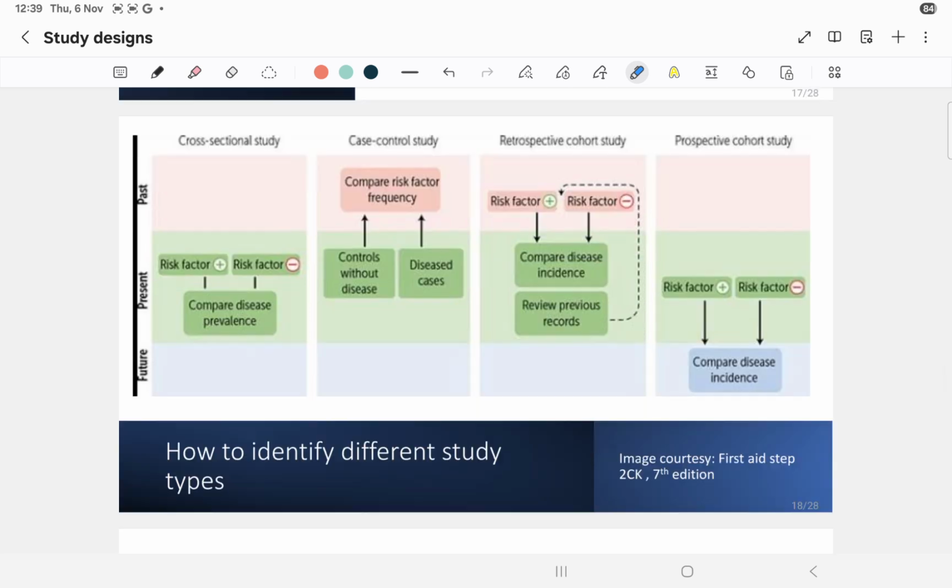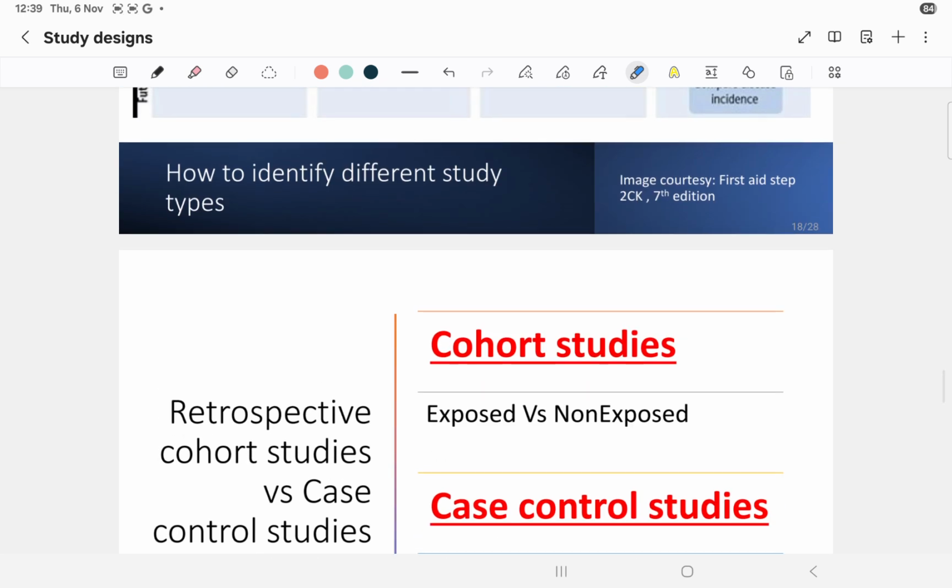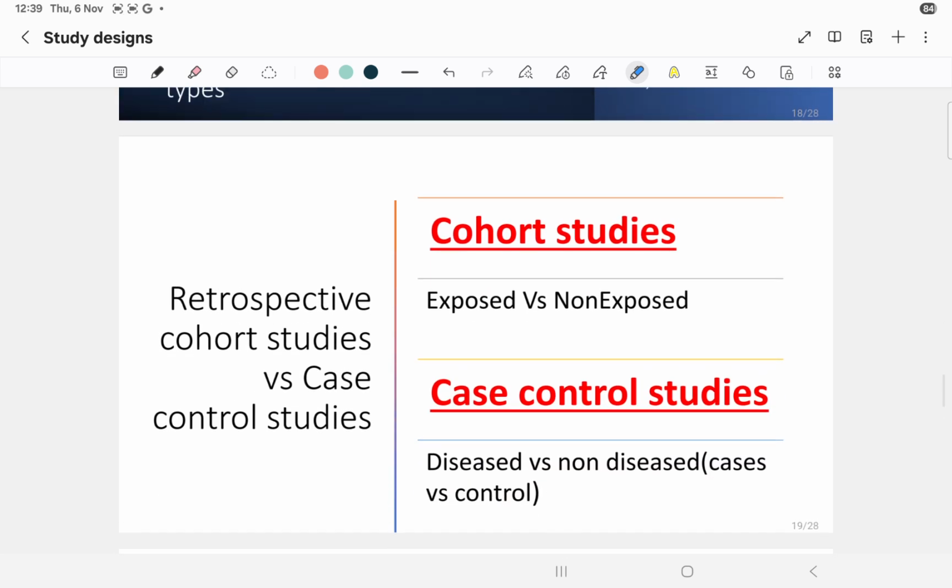Now, how will we identify different types of observational studies? I just wanted to reiterate this. Retrospective cohort studies versus case control studies: in cohort studies, you will see two groups, exposed and non-exposed. In case control studies, you will see two groups, diseased versus non-diseased.